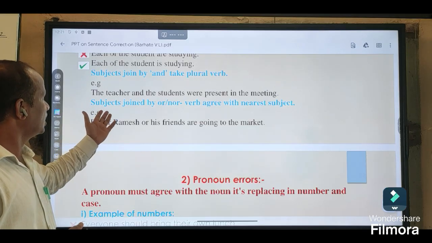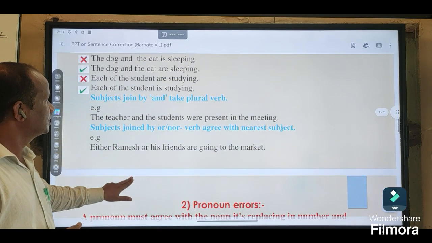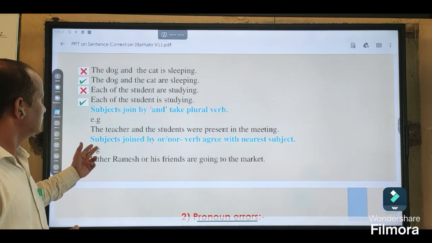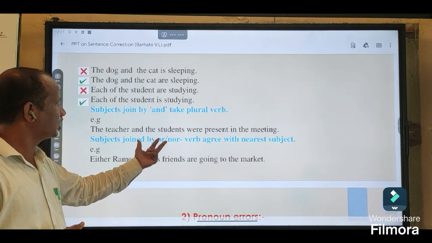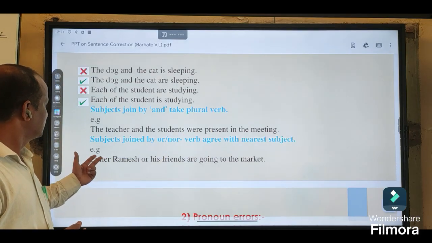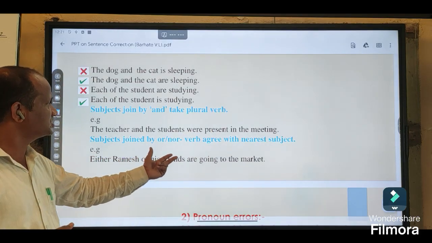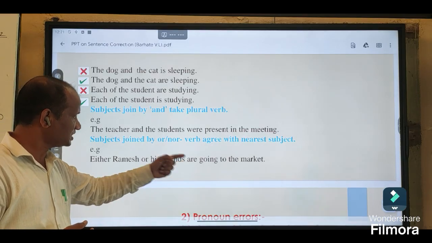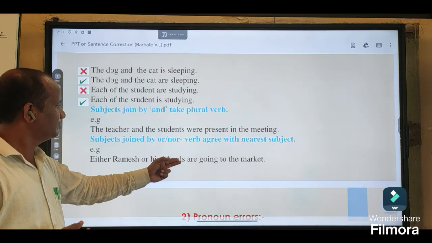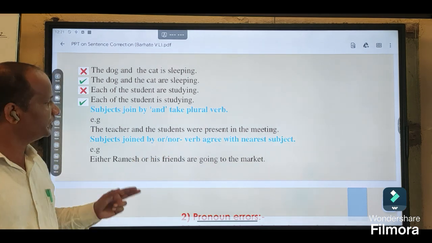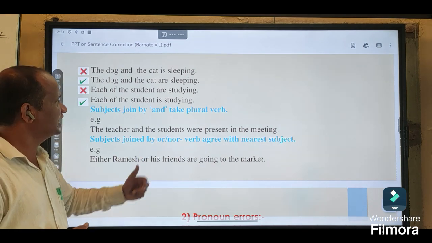Then for subjects joined by or, nor, the verb agrees with the nearest subject. For example, either Ramesh or his friends are going to the market. Here we have used are because the verb agrees with the nearest subject, that is his friends. So we have used are in the sentence.